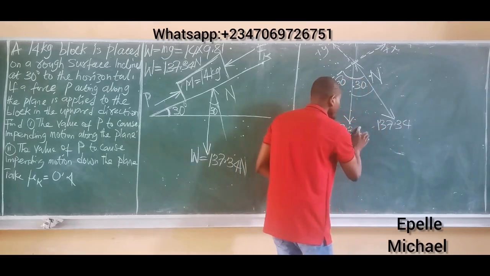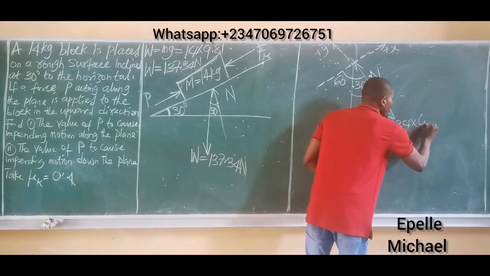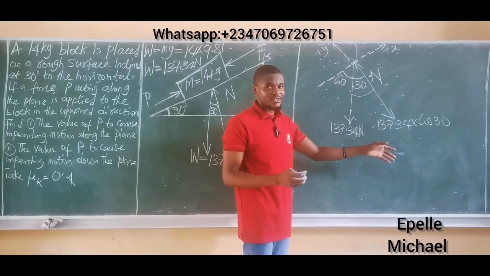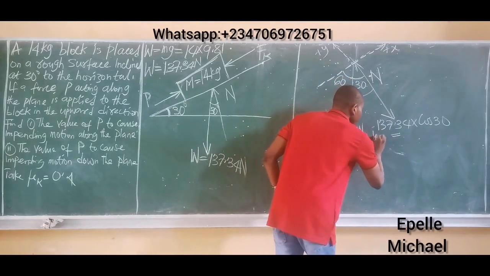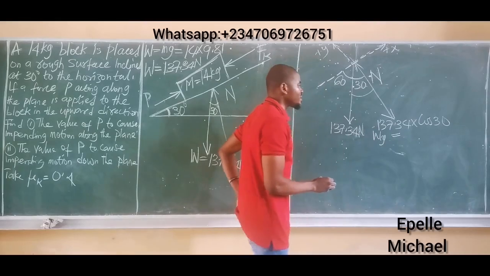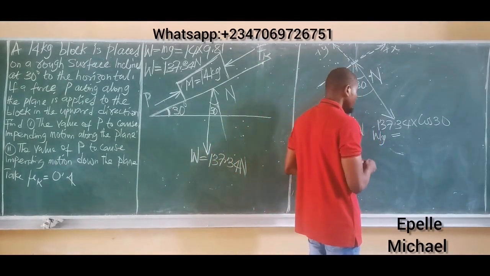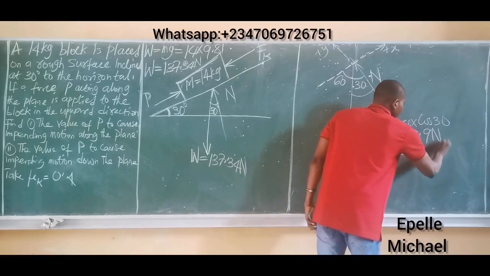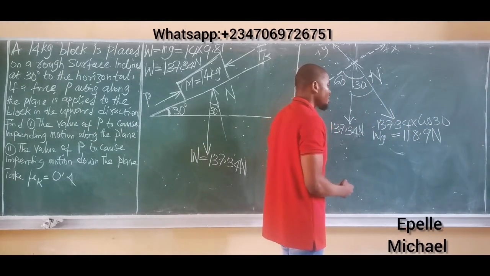So over here, I have my weight component, and the value is 137.34 newtons multiplied by cos 30. This becomes the component of my weight in the y direction. So let's simply call this Wy, the weight in the y direction. Let's find 137.34 cos 30. That gives us 118.9 newtons. So the component of this weight in the y direction is 118.9 newtons.